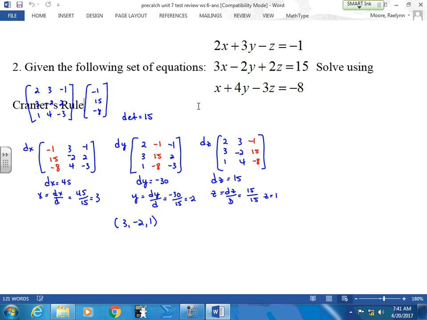Okay, inverse again. Make sure you can do this tomorrow. Inverse. Just make this one matrix, so I can call it A. Make this one matrix, I'll call it B. And A to the -1 times B.